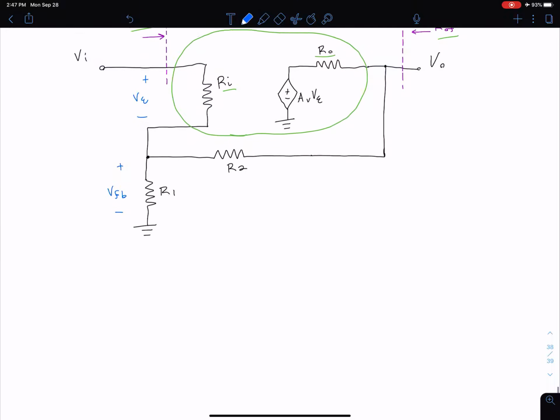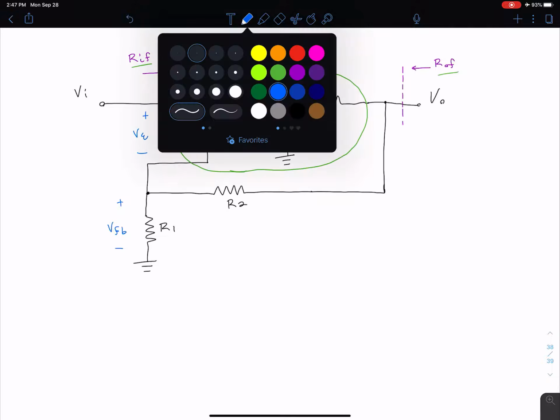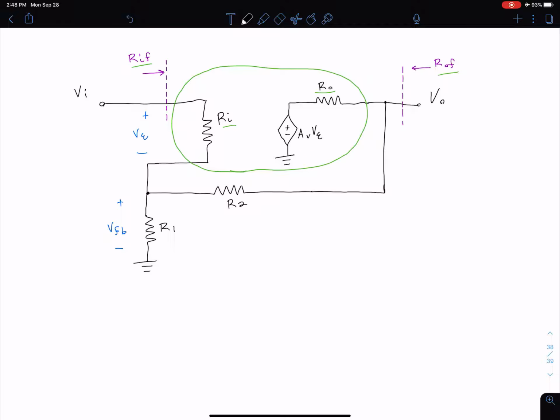Okay, so again, if we're trying to match this with the equation we had above, let's assume this is an ideal op-amp. So typically our R0 is going to be really small. Let's say it's negligibly small, and to be safe, we can just assume it's about 0. What that means then is that our output voltage is going to be equal to the value of that dependent source, so just the open loop voltage gain times the error voltage V sub E.